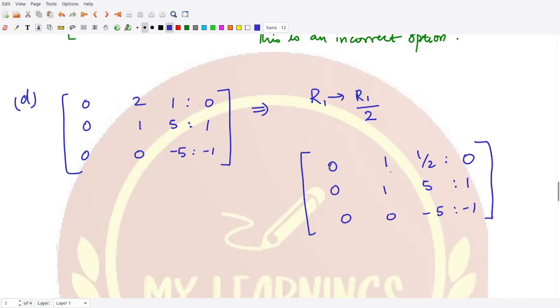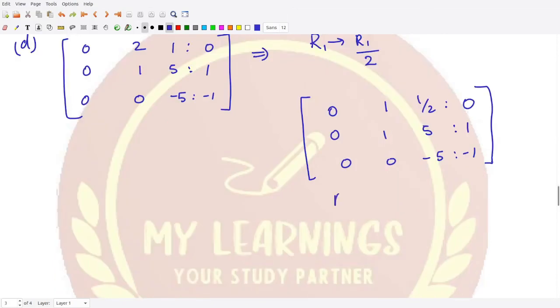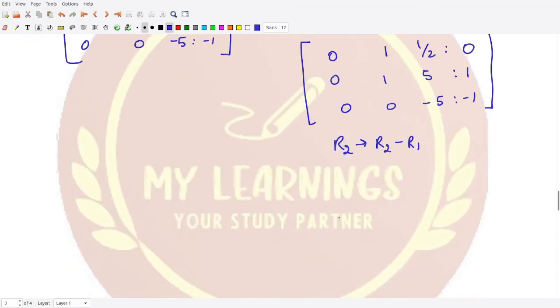Next, after making this as 1, we have to make all the others in this column as 0. So we have to make this as 0. How we can do that? So on R2, we'll apply the operation that R2 minus R1. So that we would have the first row as such. The second one, it would be 0, 0, 9 by 2 and 1. And the third one would also be as such.